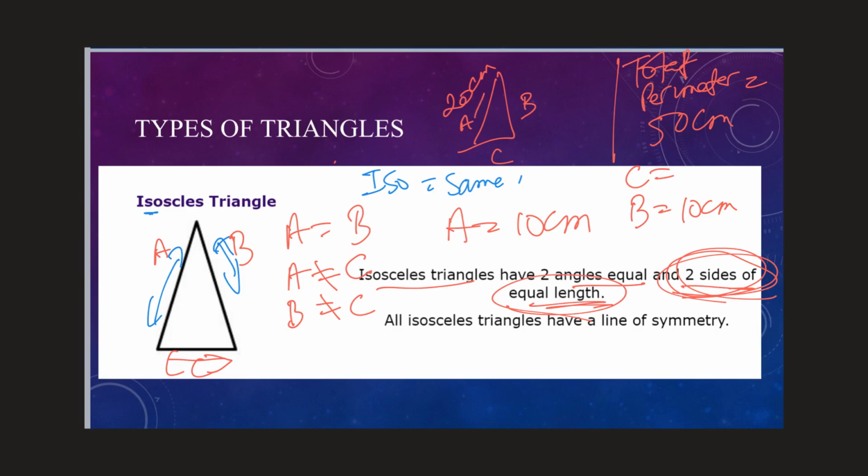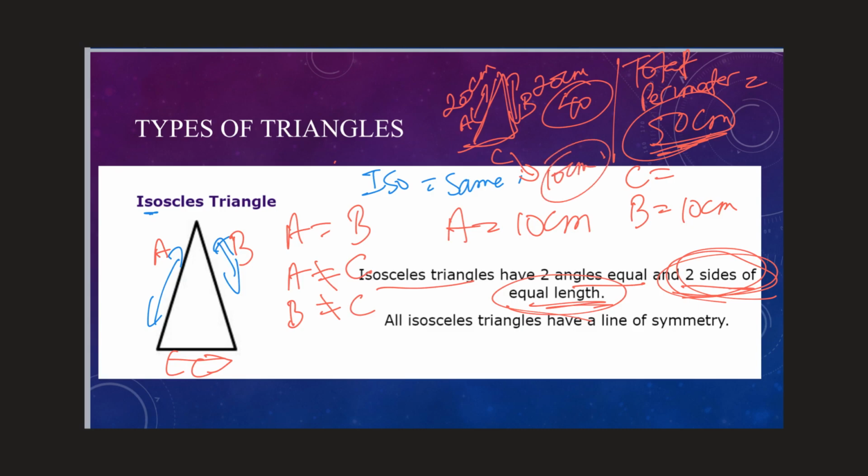So if we have 20 centimeters here, then we know for sure this side here is 20 centimeters as well. So if we have 20 and 20 here, this will be 40. Therefore, the total perimeter is the total distance around. So the total 50 minus 40, thereby making C 10 centimeters.